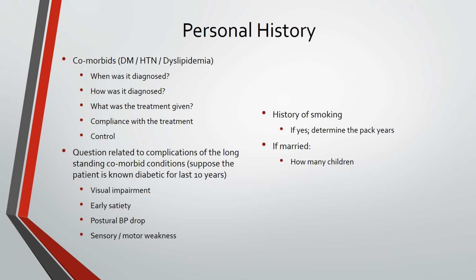And then questions related to complications of the long-standing comorbid conditions. Here we suppose that the patient has been diabetic for the last 10 years. Then we will have to ask about its complications, whether the patient has visual impairment, early satiety, postural blood pressure drop, sensory or motor weakness. And a detailed personal history will also include the history of smoking. If the patient is a smoker, we have to determine the pack years. The personal history will also include whether the patient is married and the number of children.